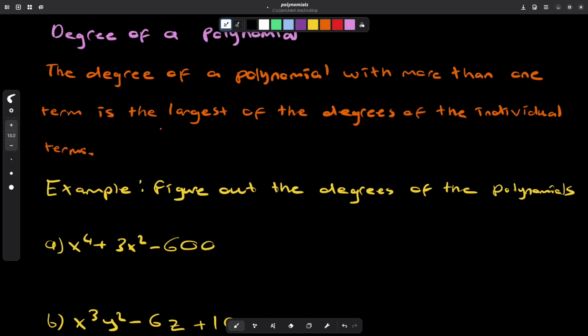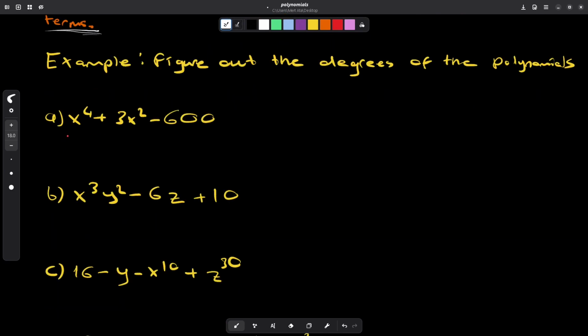Degree of a polynomial. The degree of a polynomial with more than one term is the largest of the degrees of the individual terms. Example, figure out the degree of the polynomial. All right, what we will do is, we have three terms in this polynomial. Therefore, we will check the degrees one by one. Degree of the first term, 4. Degree of the second term, 2. Degree of the third term, 0. The greatest one is 4, therefore my degree is 4.